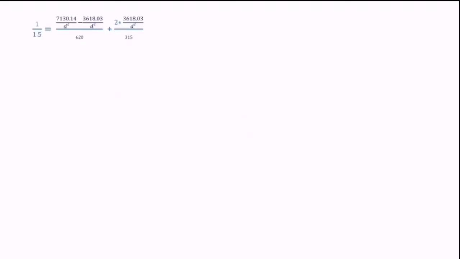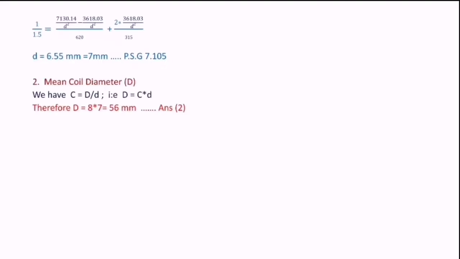Substituting all these values of tau m, tau a, tau y, tau o and n. Here n is the factor of safety. So substituting all this value in equation C, I will get the answer for d as 6.55 mm, which I will approximate it as 7 mm from PSG 7.105. So next step will be finding out mean coil diameter. So we have the relation of spring index C is equal to D by d. Substituting the values, I will get D is equal to 56 mm.